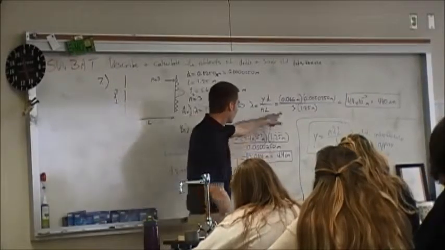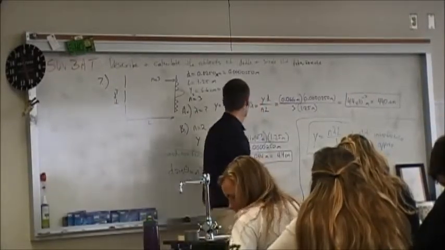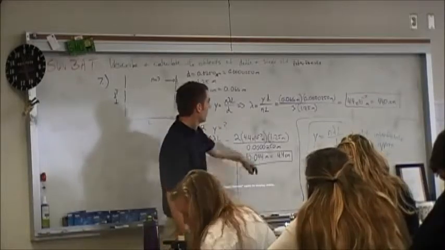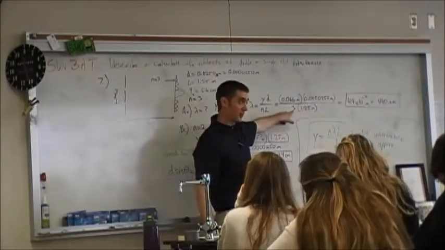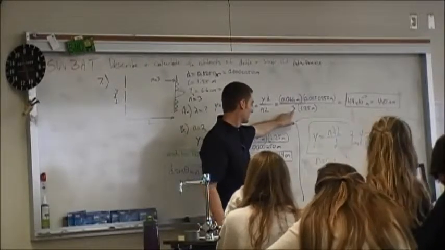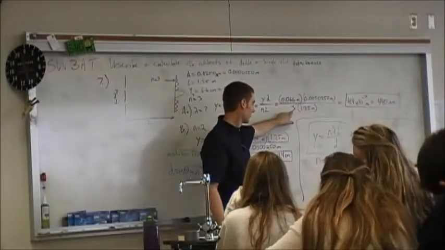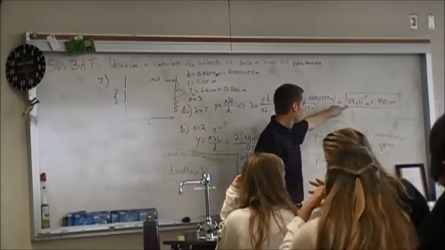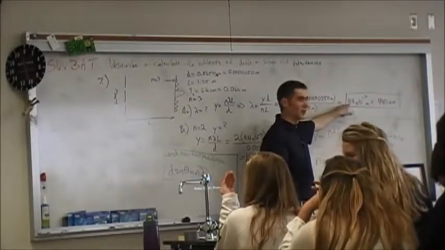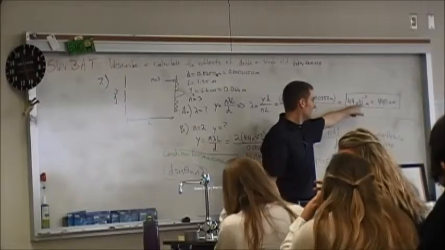I know everything else. So lambda is y times d over nL. My y is my 6.6 centimeters, which I changed to meters. Here's my slit separation distance. In this case, they said it's the third maximum away from the center, so that means n equals 3 for this particular part of the problem. And also I've got my L in there, 1.25. So that answer comes out to, let's plug and chug, 4.4 times 10 to the negative 7 meters.